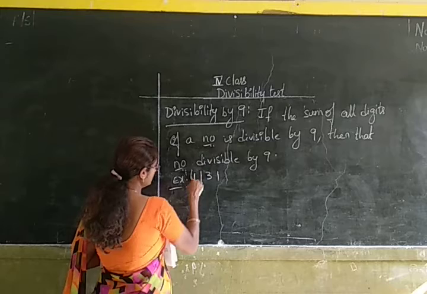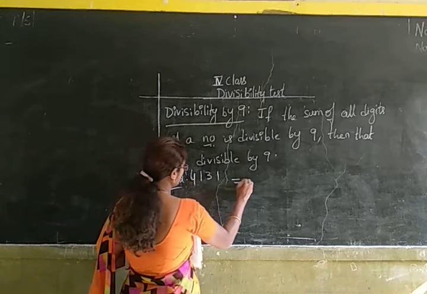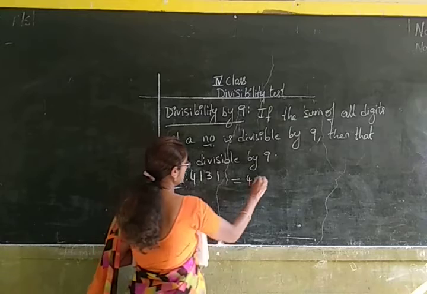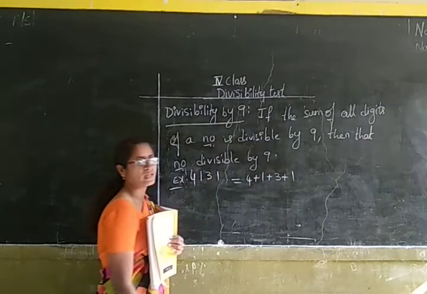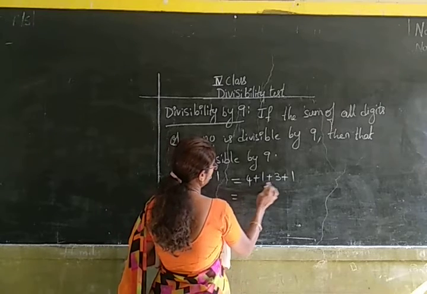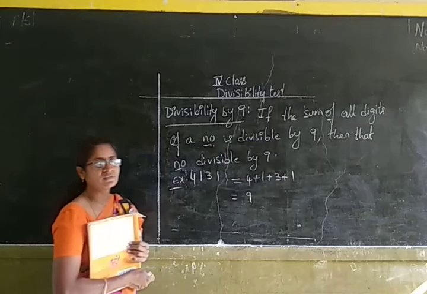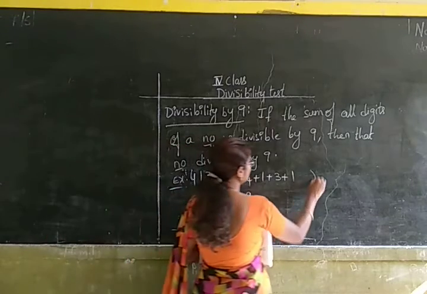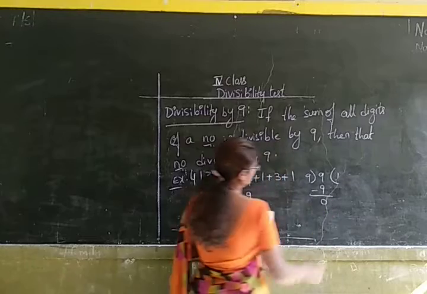Sum of the digits means you have to add. Here there are 4 digits. Now you have to add these 4 digits. That is 4 plus 1 plus 3 plus 1. 4 plus 1 is 5. 5 plus 3 is 8. 8 plus 1 is 9. Here the sum of the digits is 9, and 9 is divisible by 9.